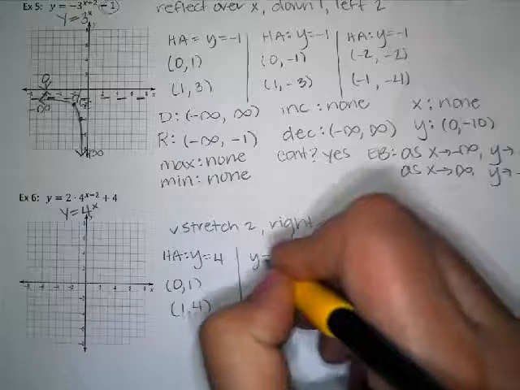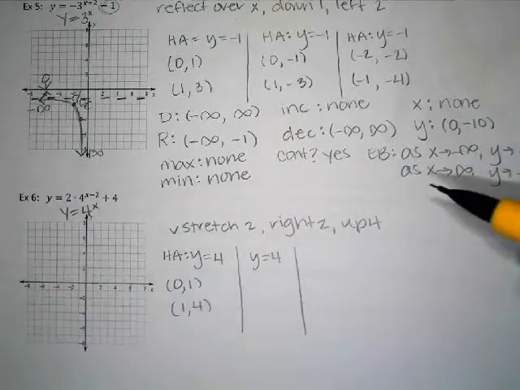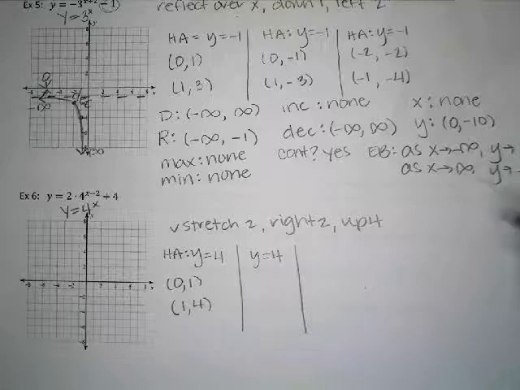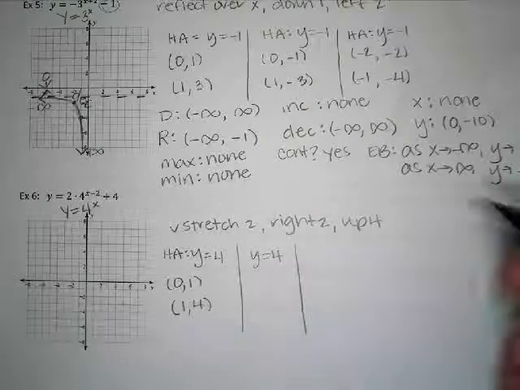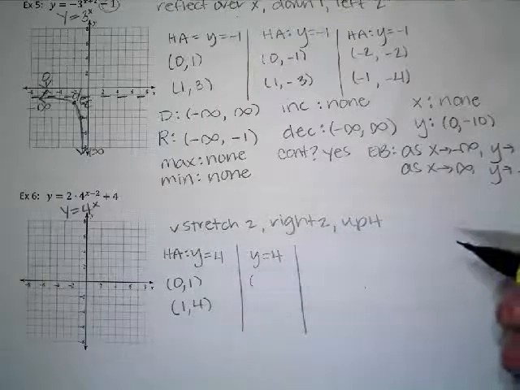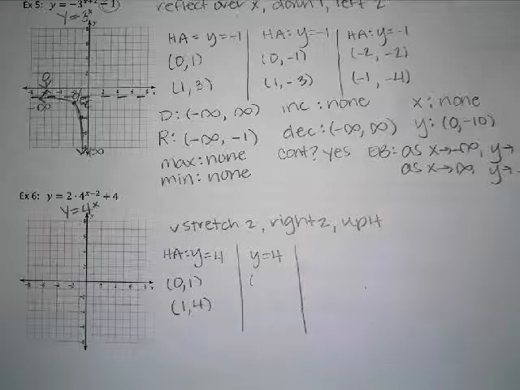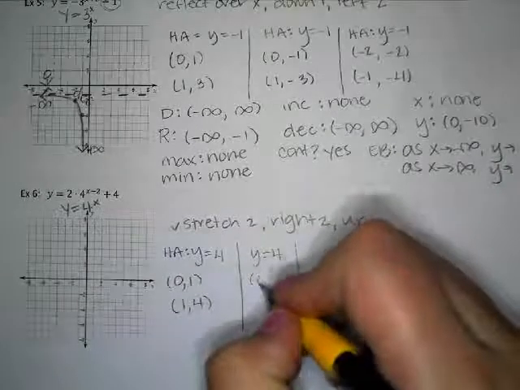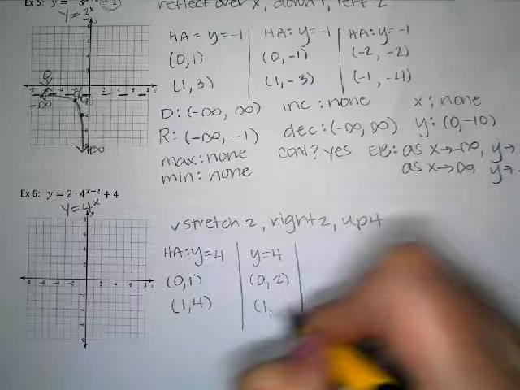How do we vertically stretch 2? Times 2. Which coordinate? Y. Is it x or y? Because you want to vertically stretch, so that's up and down. So we're going to do 0, and then 1 times 2 is 2. 1, 4 times 2 is 8.